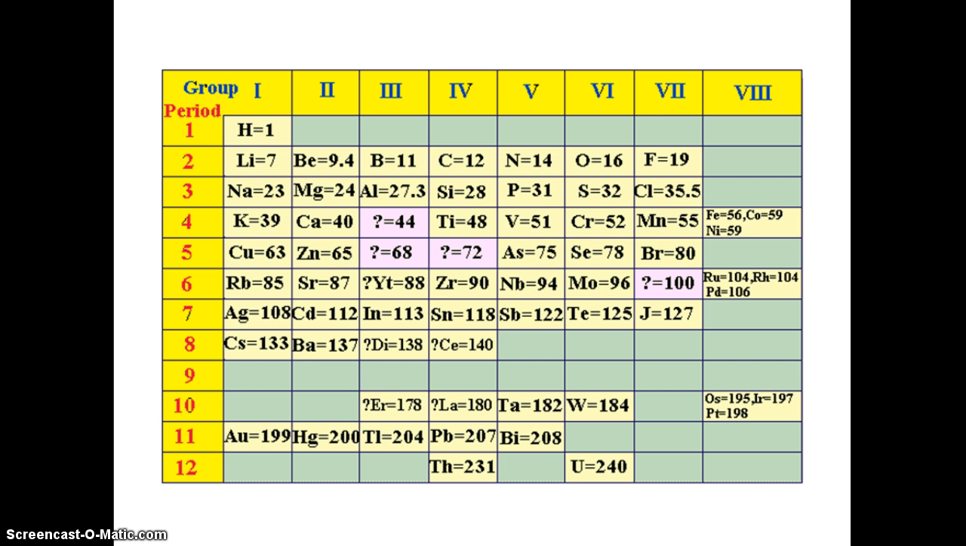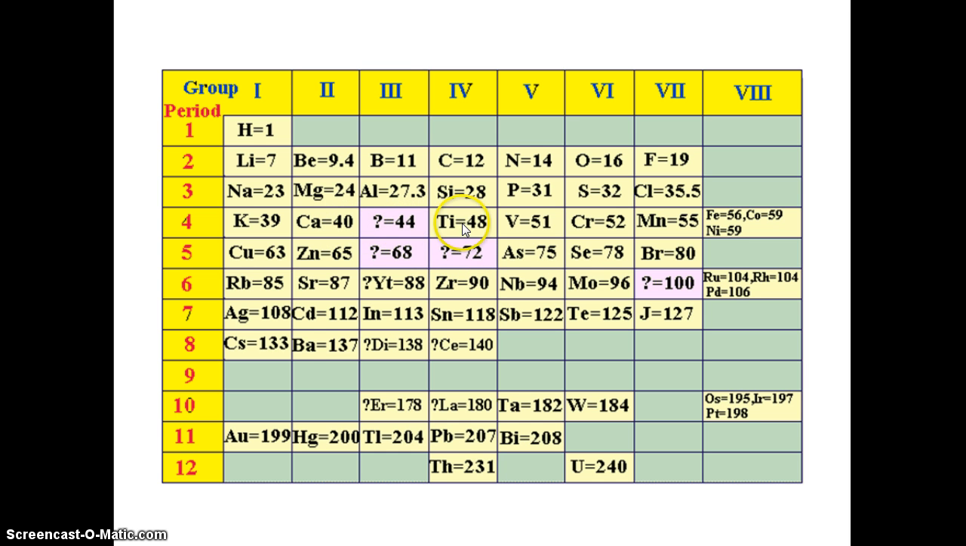This is what his table looked like. So as you can see, they increased by mass. So we started with hydrogen having a mass of 1, and then it increased as you went across. And then these ones that had a question mark were the ones that he left gaps for.